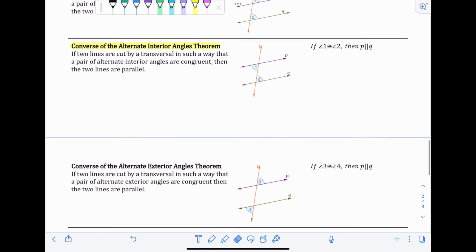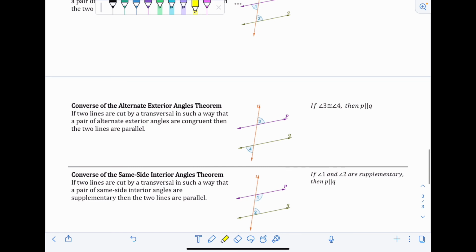The next one, so converse of the alternate exterior angles theorem. So if two lines are cut by a transversal in such a way that a pair of alternate exterior angles are congruent, then the two lines are parallel. Same thing, we have two lines, we don't know if they're parallel at first. They get cut by a transversal. That transversal creates alternate exterior angles 3 and 4. If we know that those two are congruent, then we also know that line P and line Q are parallel. They go hand in hand.